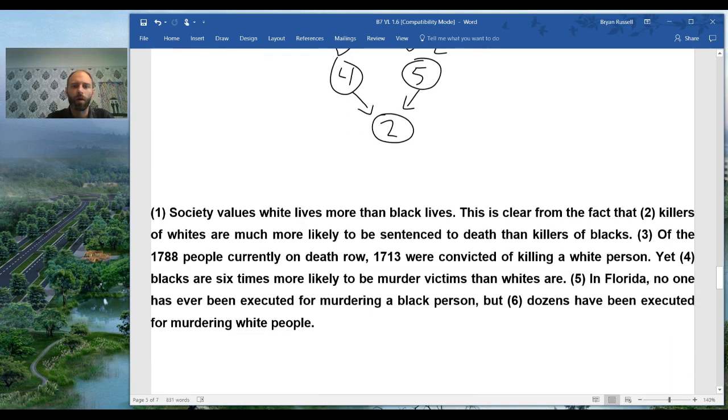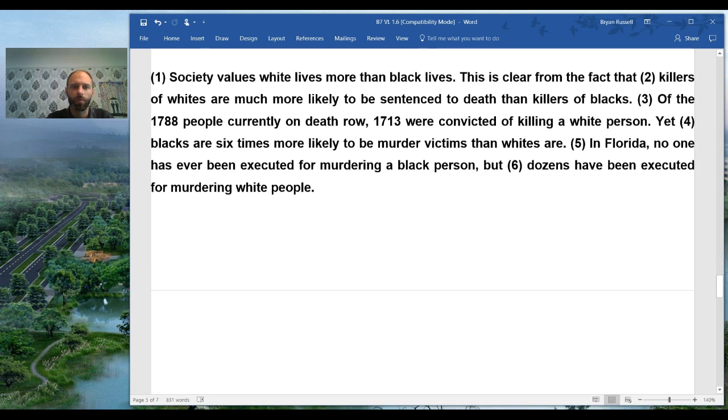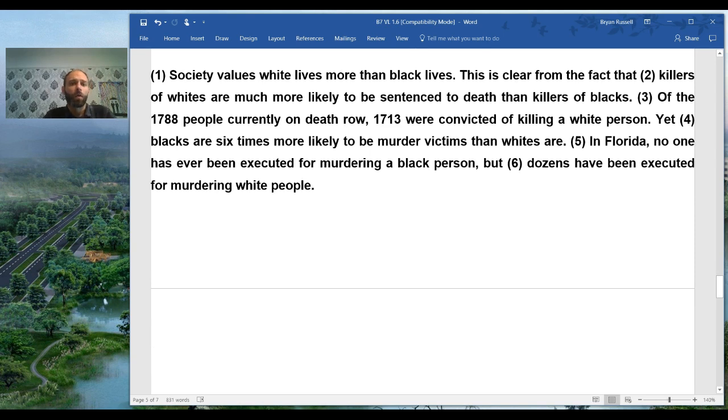All right, let's look at one more argument here before we get to our quiz questions. So society values white lives more than black lives. This is clear from the fact that killers of whites are much more likely to be sentenced to death than killers of blacks. Of the 1,788 people currently on death row, 1,713 were convicted of killing a white person. It's a huge percentage. Yet, blacks are 6 times more likely to be murder victims than whites are. In Florida, no one has ever been executed for murdering a black person, but dozens have been executed for murdering white people.